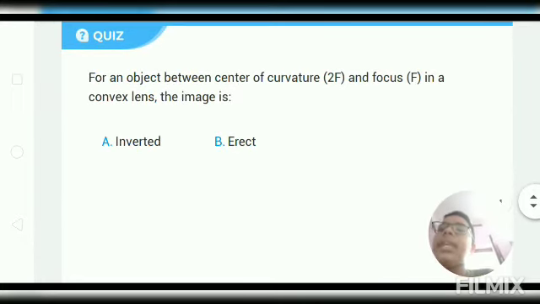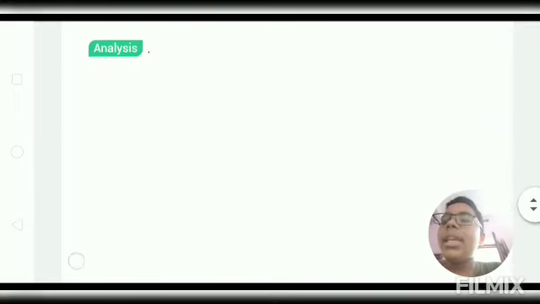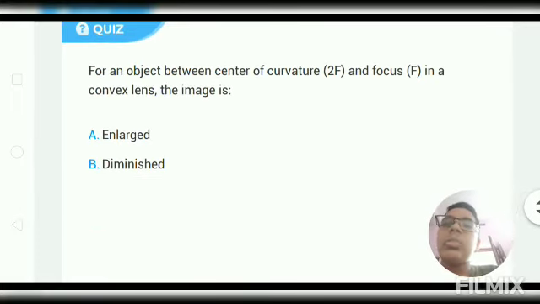Okay. For an object between the center of curvature and the focus in a convex lens, that means between 2f and f, the image is an inverted image or an erect image. What is the answer for the above question? Time ends in 5, 4, 3, 2, 1. We get an inverted image.